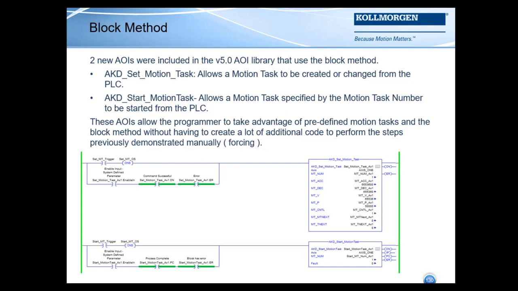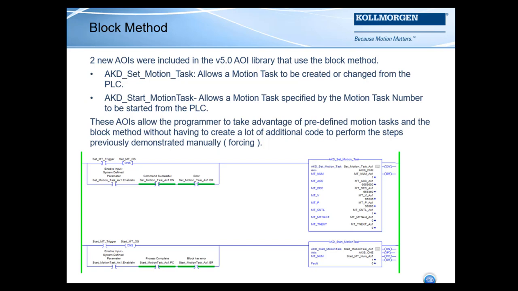2 new add-on instructions were included in the version 5.0 add-on instruction library that used the block method. The AKD set motion task add-on instruction allows a motion task to be created or changed from the PLC. The AKD start motion task allows a motion task specified by the motion task number to be started from the PLC. These add-on instructions allow the programmer to take advantage of predefined motion tasks in the block method without having to create a lot of additional code to perform the steps previously demonstrated manually or by forcing.